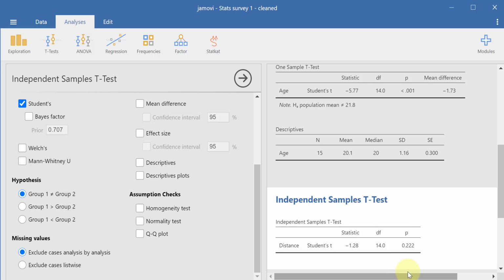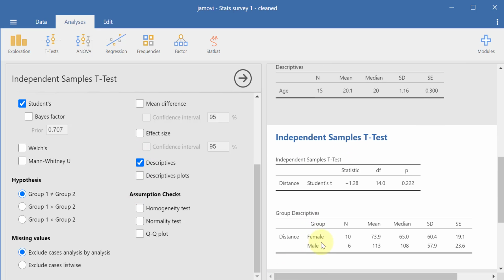So here, when I look at my results, it doesn't really say, but one of the things I can do is click descriptives, and it should give me some information. So it looks like my group one is female, and I'm doing that based on alphabetical order, as well as the fact that it shows up first in my descriptives. And you can also see this with the mean, right? So my test statistic is negative, which means that females are less than males. So that does mean that my group one is female.